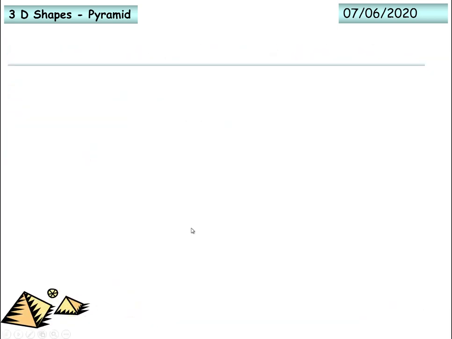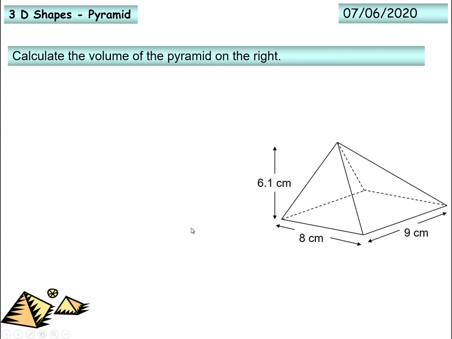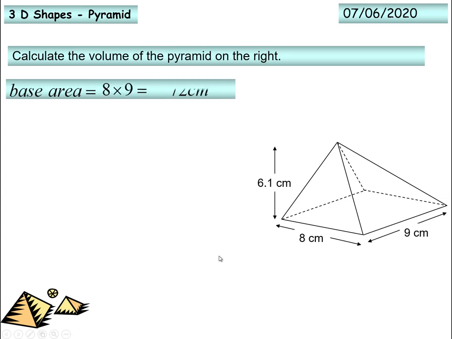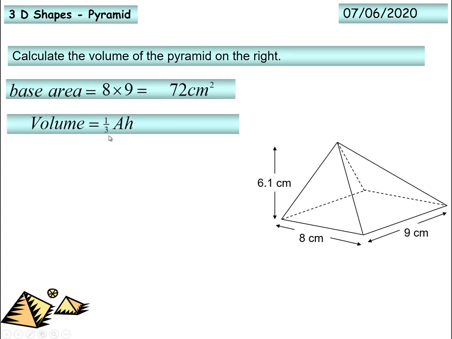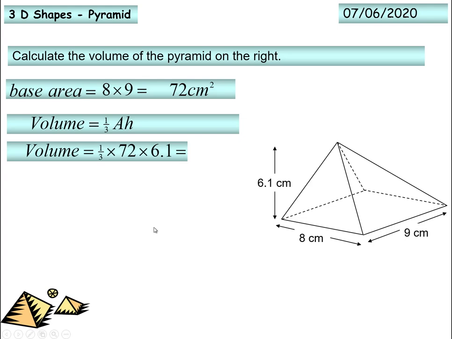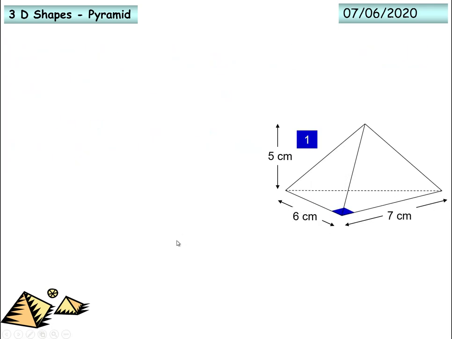Let's have a look at another example. Again, we're going to find the area of the base, 8 by 9, which is 72. And we've got our formula, 1/3 area times height, so it's 1/3 times 72 times 6.1. Plug it in your calculator and you should get 146.4 centimeters cubed. One more. Have a go.